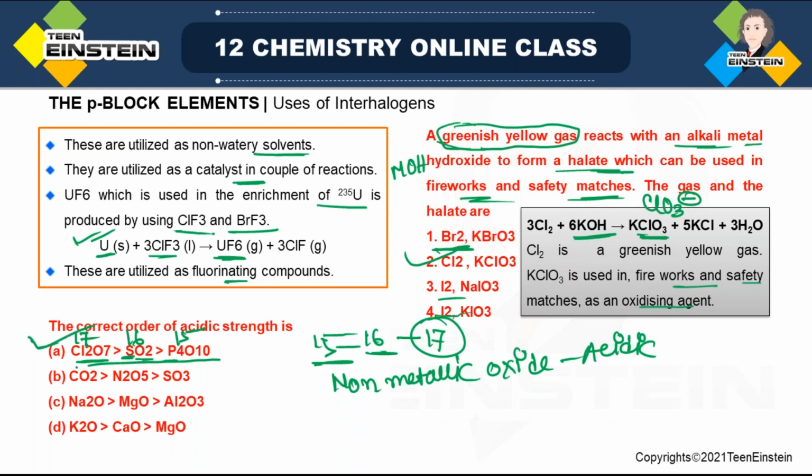So that is why this will be the correct option. And if you look at the other options, here also carbon is from group 14, nitrogen group 15, this is 16. That means SO3 should be maximum acidic, but the order given is not correct. Similarly, here we have different metals. Sodium from group 1, this is group 2, this is group 13. That means this should be maximum acidic, but here the order is given reverse. And the last one, this is group 1, this is group 2, this is also group 2. So this will be maximum basic, not maximum acidic. So the correct option is option A.